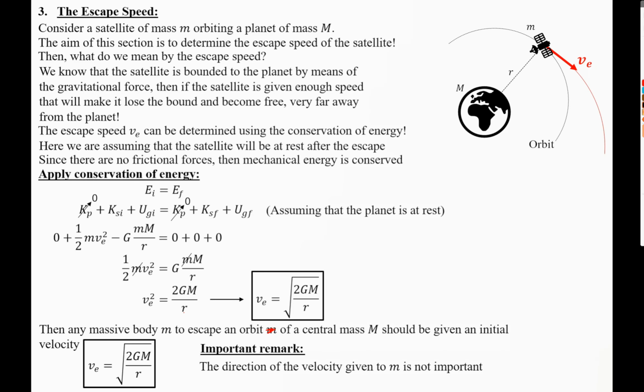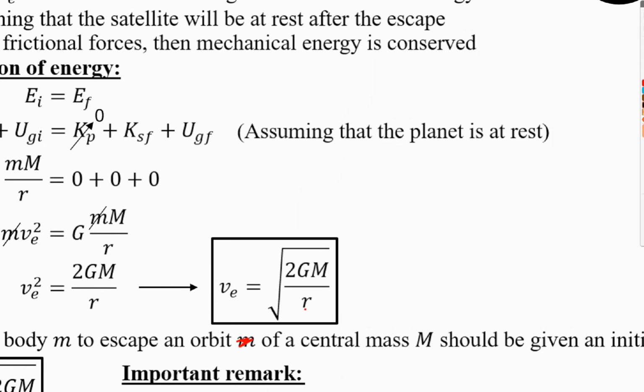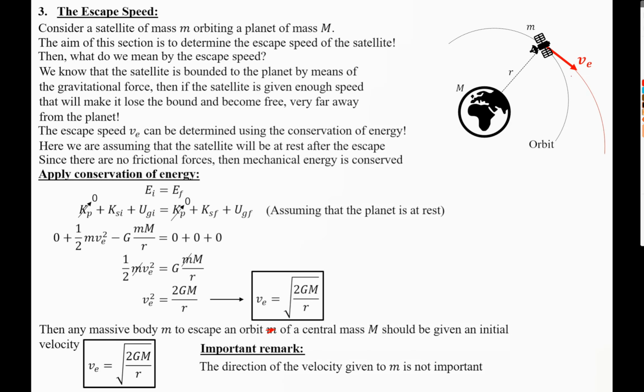The direction of the velocity given to m is not important. So you might ask yourself, because velocity is direction and magnitude, now we know the magnitude is given by that. How should be the direction of the velocity or the direction of the speed injected in order to lose the bound? It's not important. You can give it in any direction.